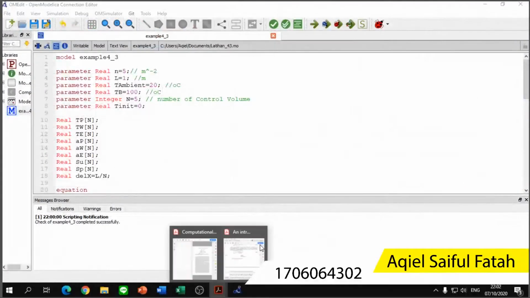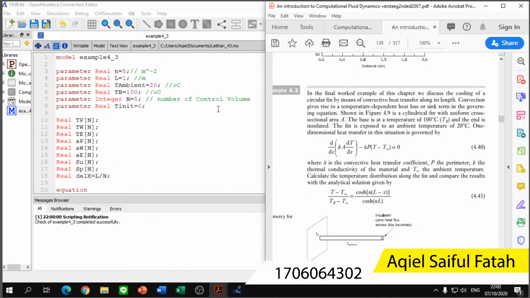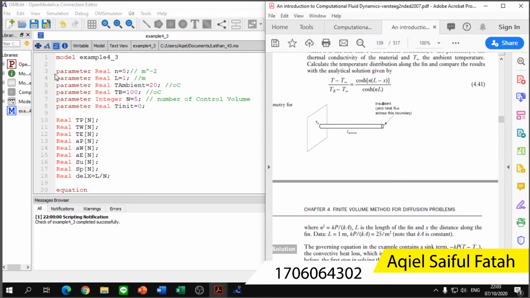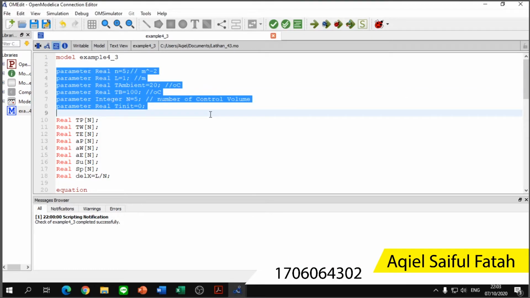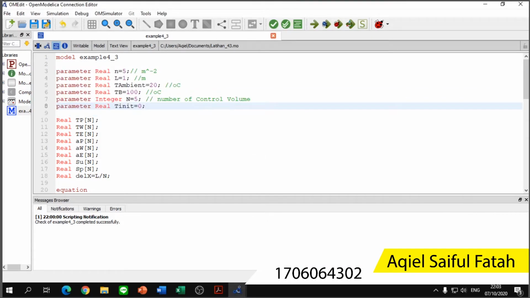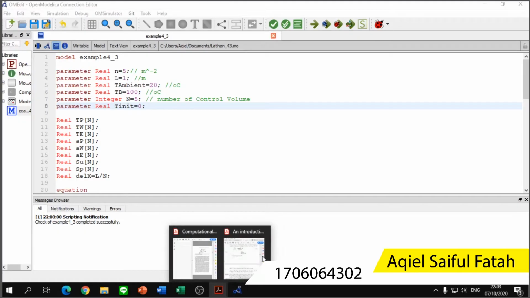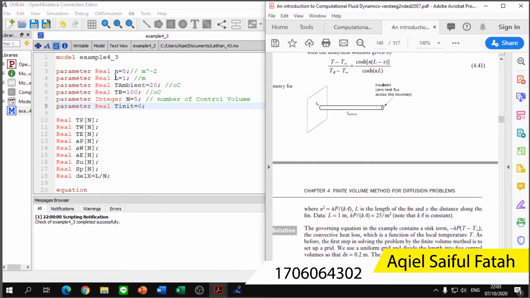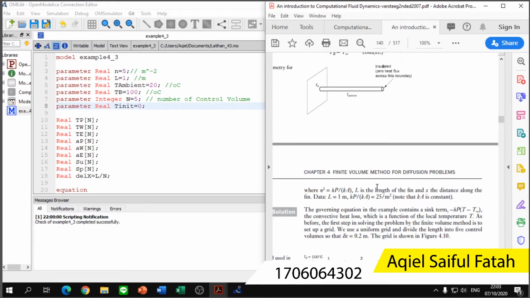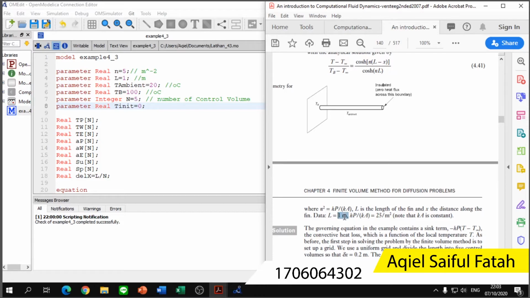For example 4.3, it's going to be nearly identical to the one in example 4.2, where we define all our parameters, our initial parameters in the start, just like in the book where n is equal to this, and then we take the square root of this, which we get 5, and then the length is 1 as in the book.